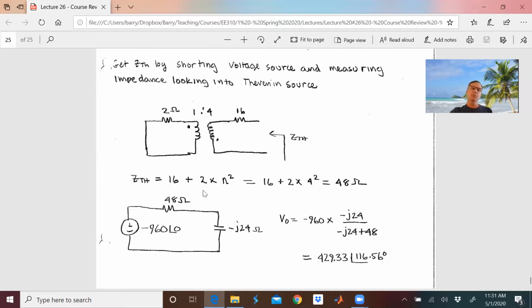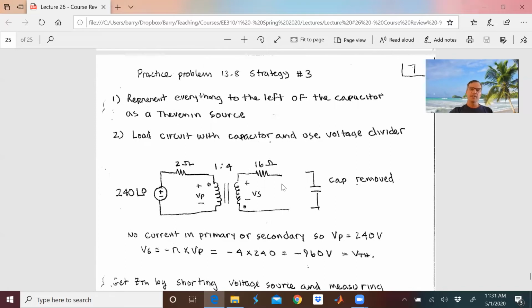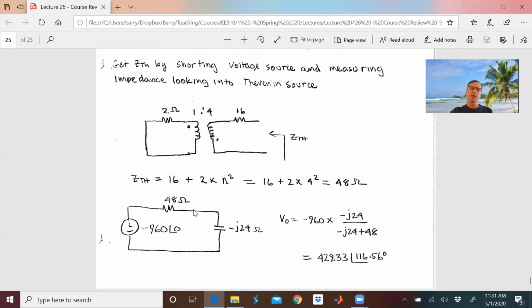So here's what my whole circuit looks like. Here is all this stuff to the left of my vertical line, represented as a Thevenin source. And then here's my capacitor. And I'm just going to use the voltage divider to get the voltage across the capacitor. It's going to be minus J24 divided by minus J24 plus 48 times my negative 960, and I'm going to get the same answer as I did before, 429.33 at an angle of 116.5 degrees.